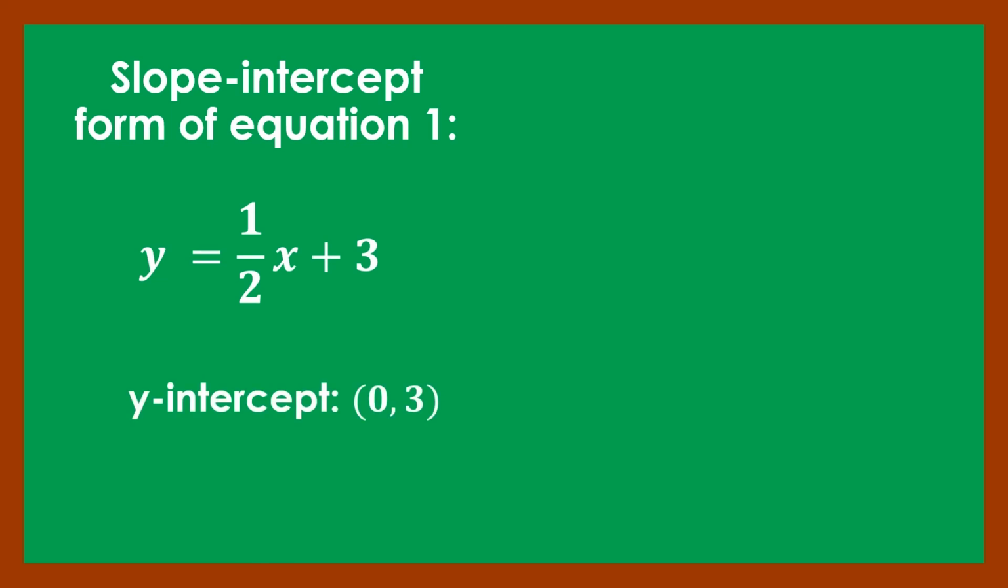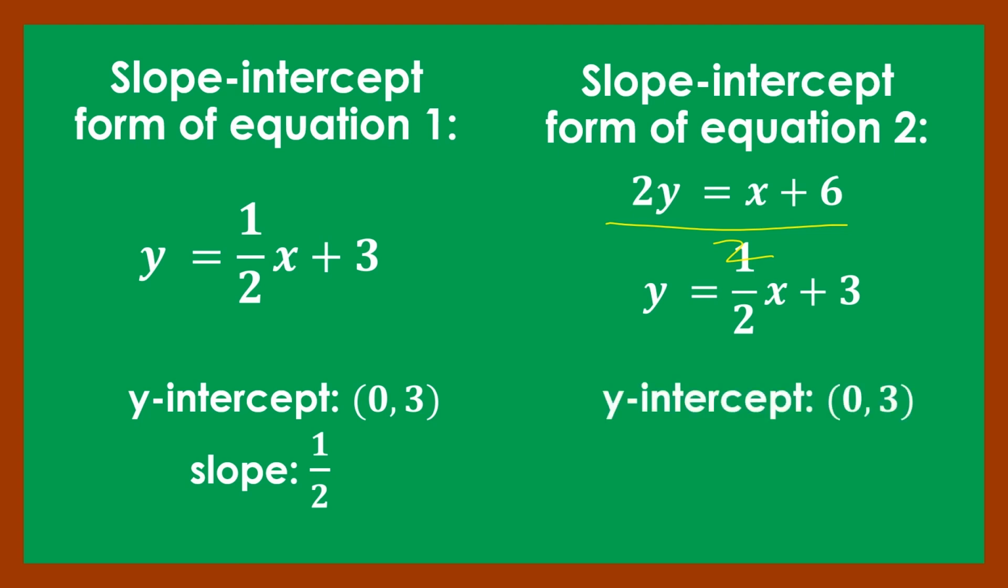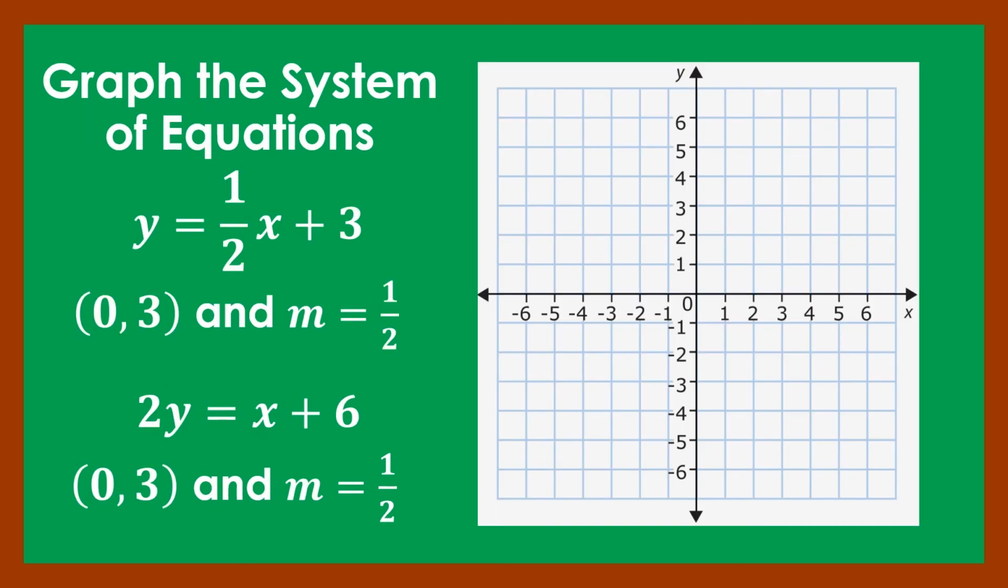So, base equation 1, yung y-intercept natin ay 0, 3 at yung slope naman natin ay 1/2. Sa pangalawang equation, we have 2y is equal to x plus 6. So, we're going to divide the whole equation by 2. So, we will have y is equal to 1/2 x plus 3. Therefore, ang y-intercept niya ay 0, 3 and at the same time, yung slope niya ay 1/2.